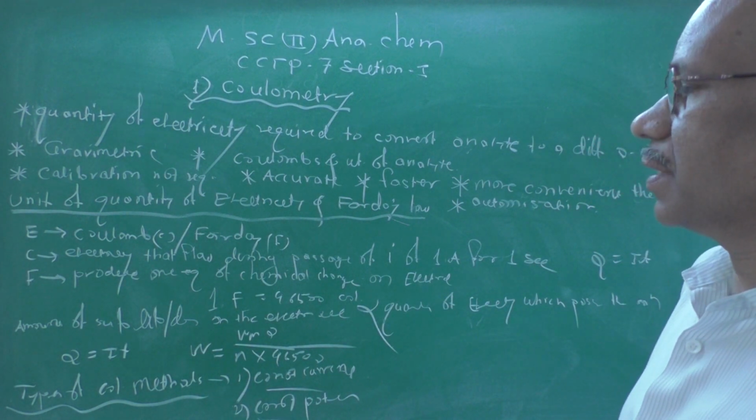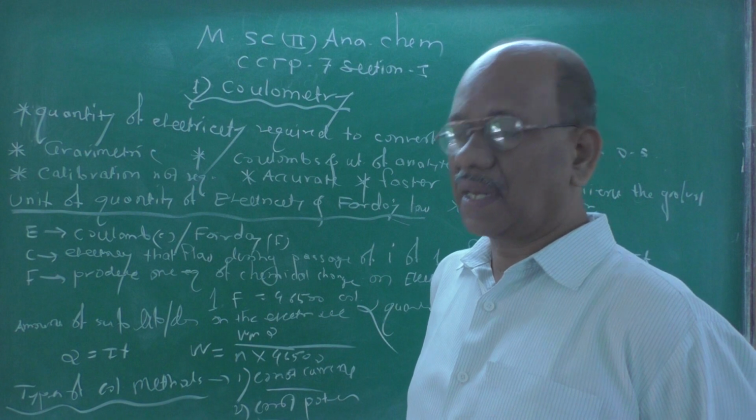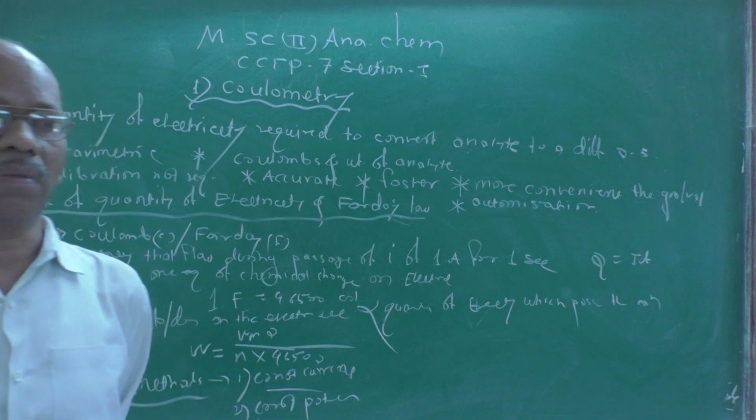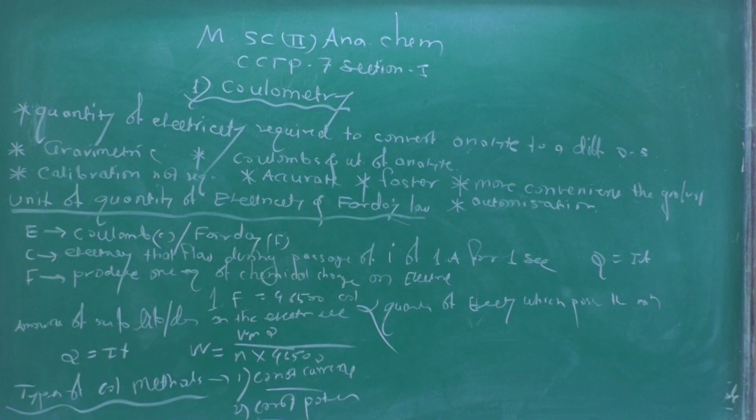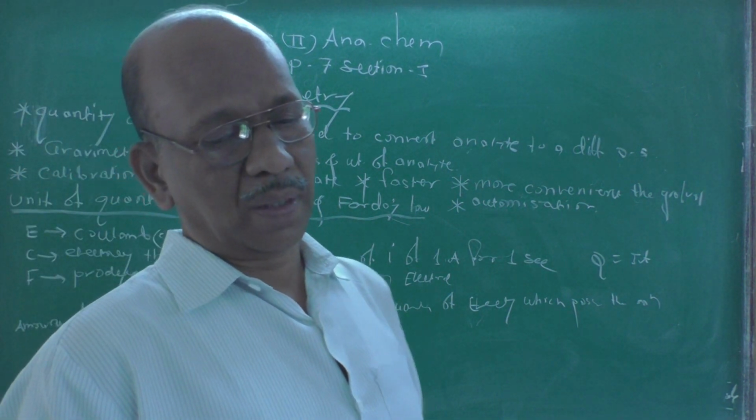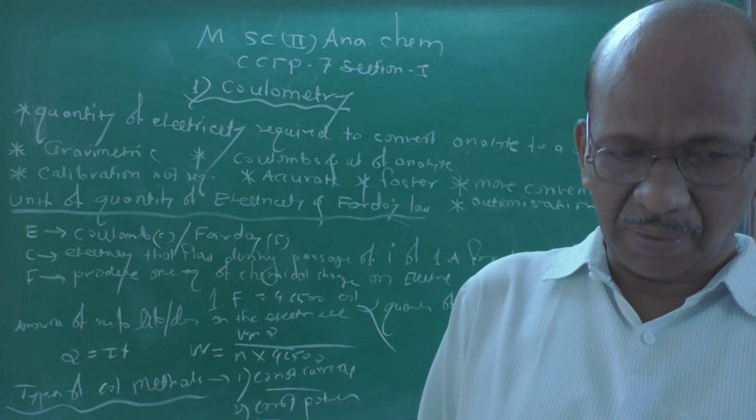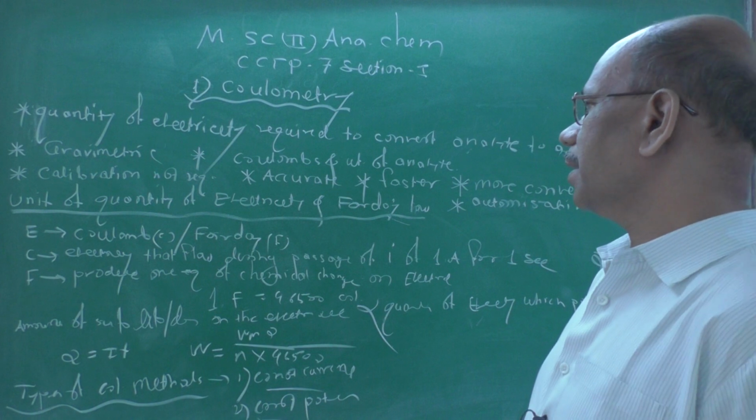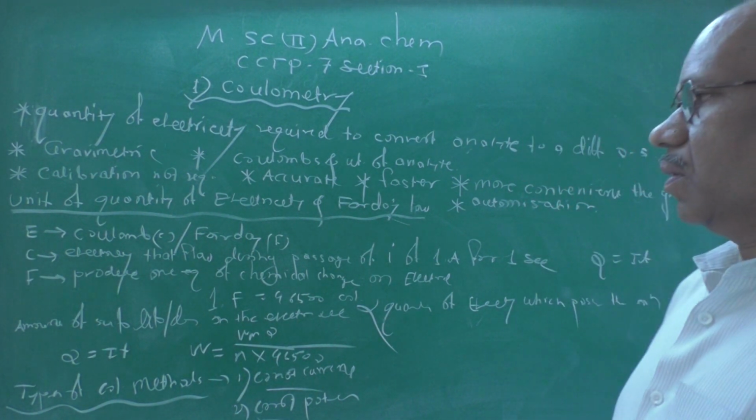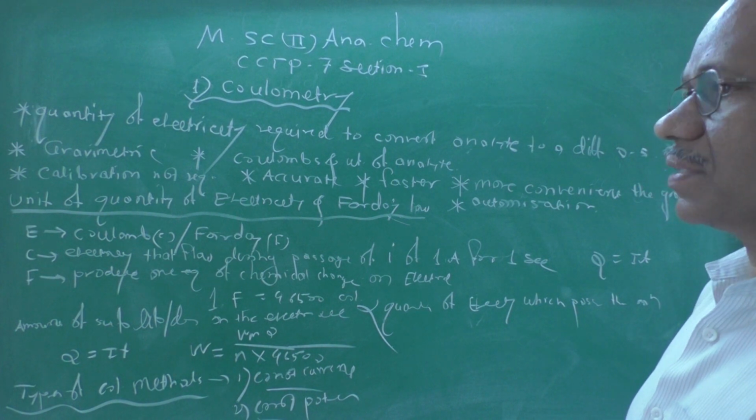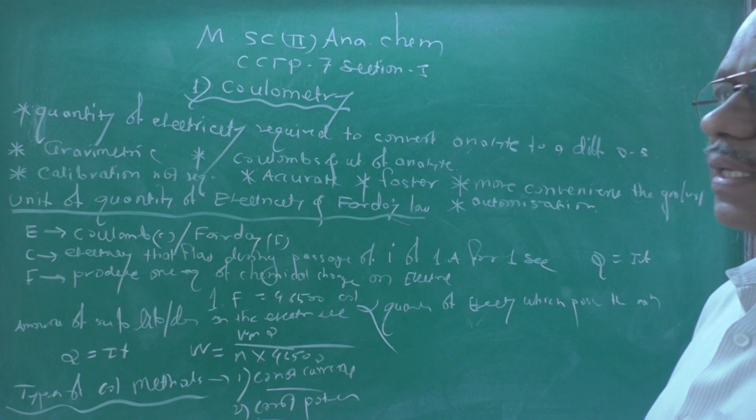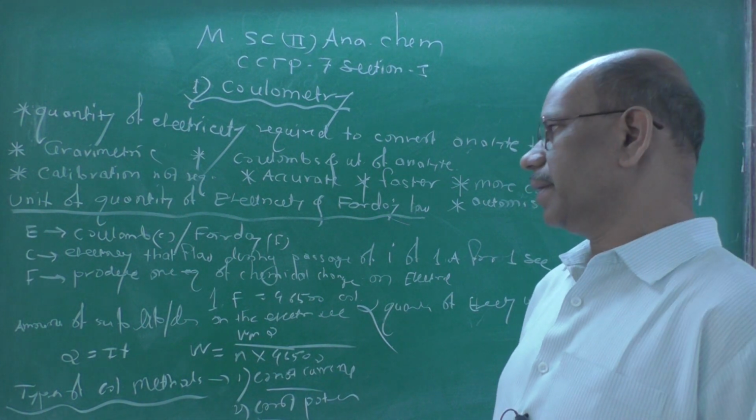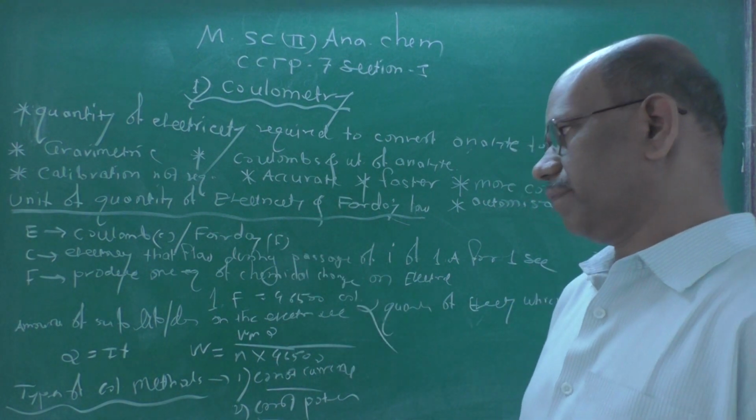When you use the concept of quantity of electricity, it is generally measured in two units. One is the coulomb and the second is the Faraday. Electricity is expressed in coulomb, denoted by the symbol C, or in terms of Faraday, denoted by the symbol F.